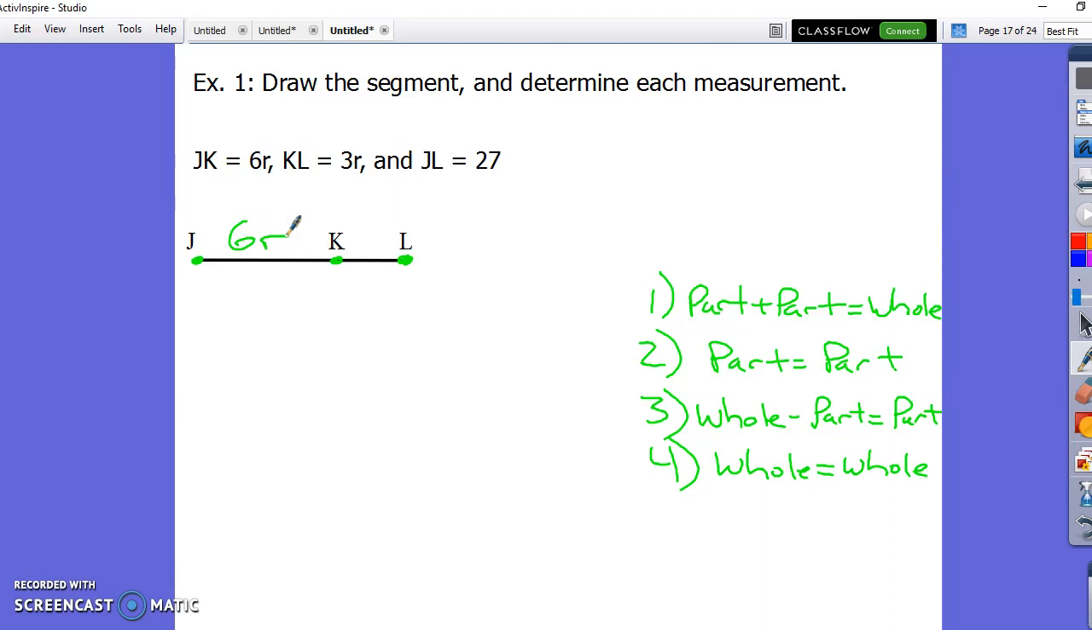Then it says KL equals 3R. And so right here between K and L, I'm going to put 3R. And lastly, it says JL equals 27. Now, since JL is this whole thing, I like to do one of those. I don't know what you call that thingy, but I like to do it because it tells me that that whole distance is 27.